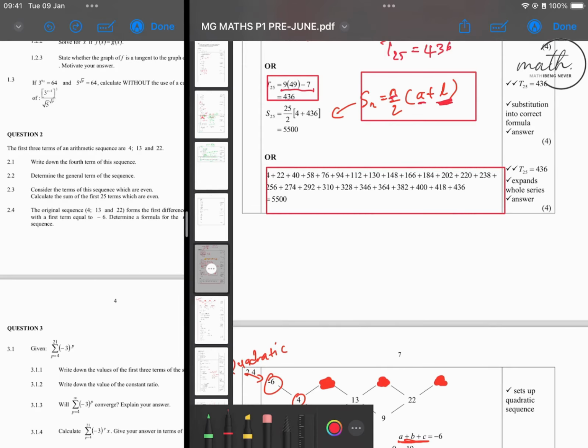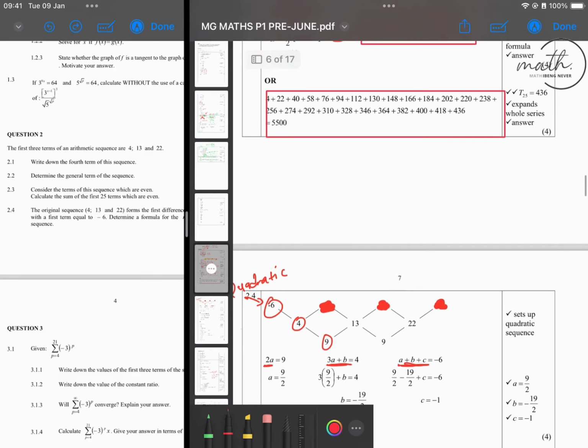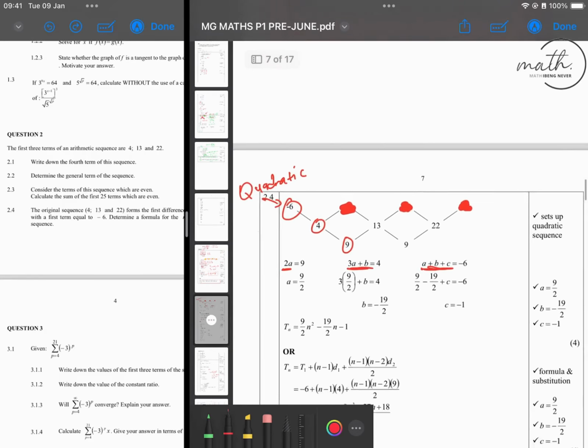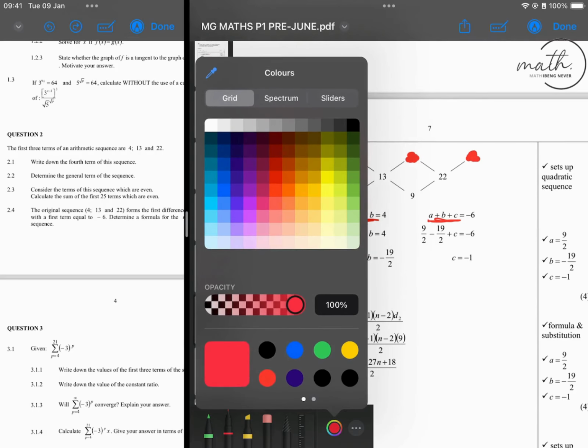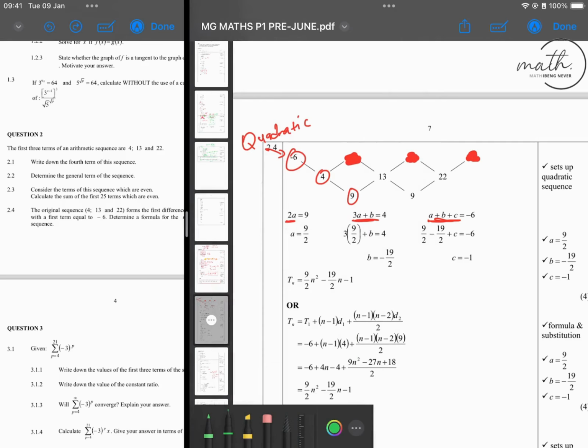So this one is when you're just doing it manually. Next one, 2.4. So it says the original sequence 413. If you look at this one, you're only focusing on the original one. This is what we're dealing with. We're given it at the beginning. Now they're saying that, as you can see, it gives 9 there.